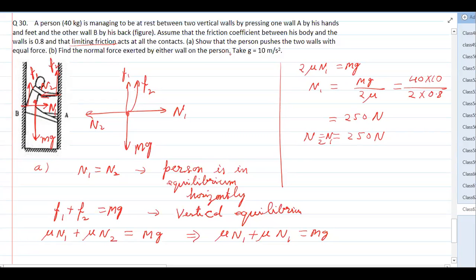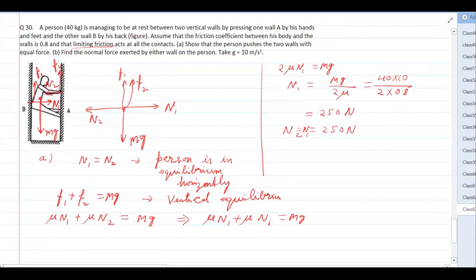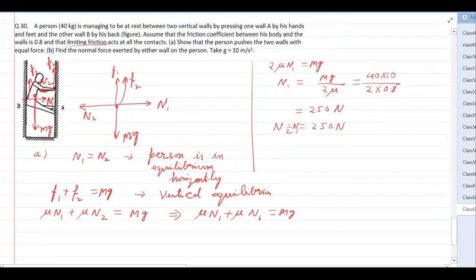So in this way we can solve. He has to apply at least this much normal force. Only then he will be able to remain between the walls. Otherwise he will slip down.